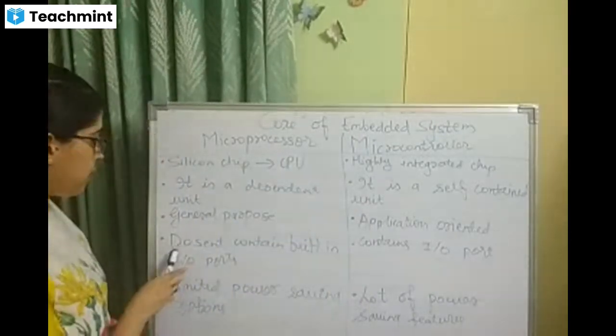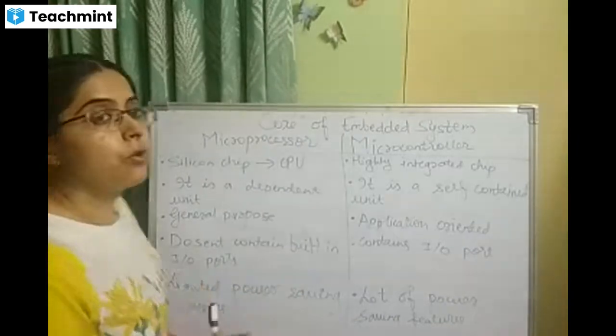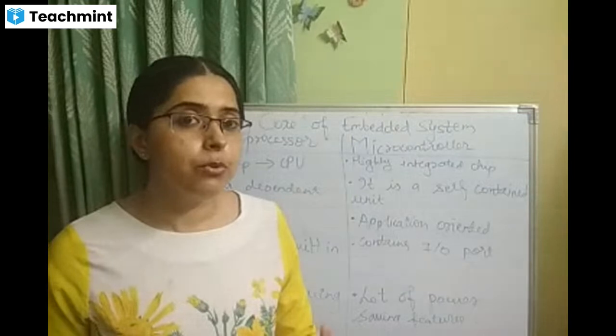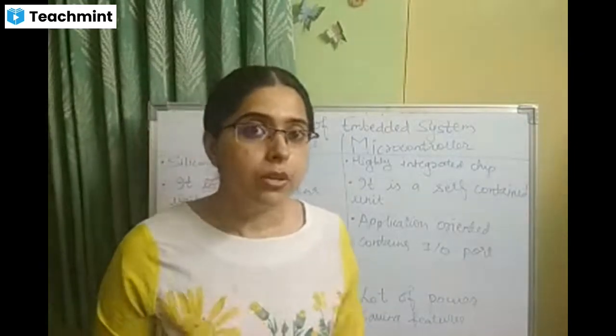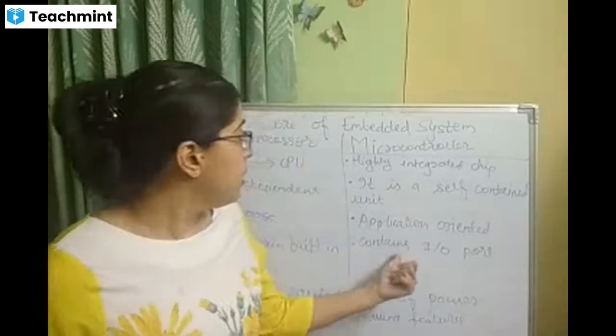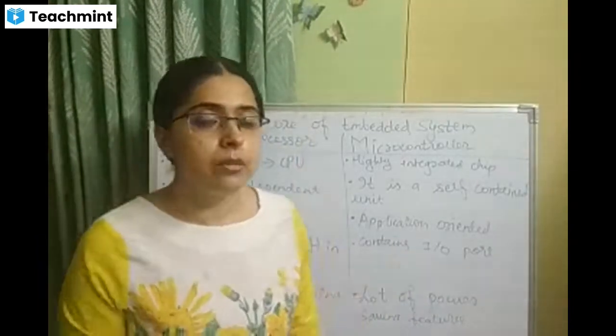Okay, now a microprocessor doesn't contain built-in I/O ports. How does it communicate with external devices? To implement input-output ports with a microprocessor, we require an interface like the 8255, whereas in a microcontroller, it is already inbuilt.